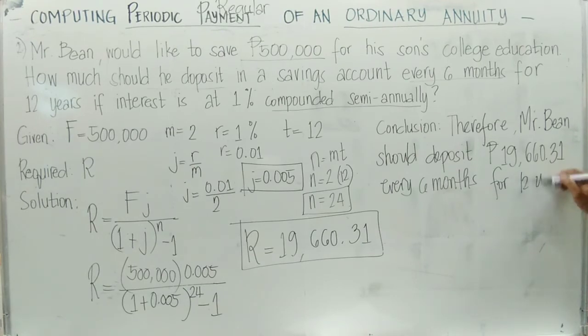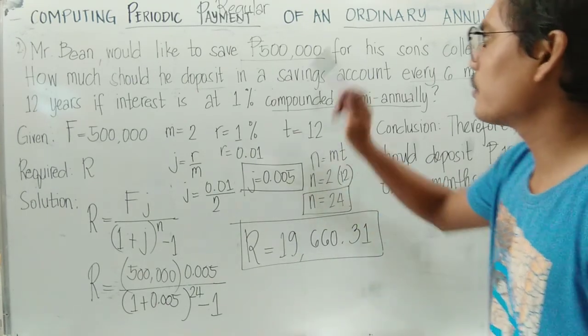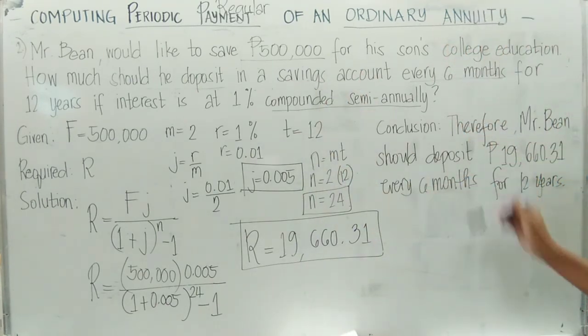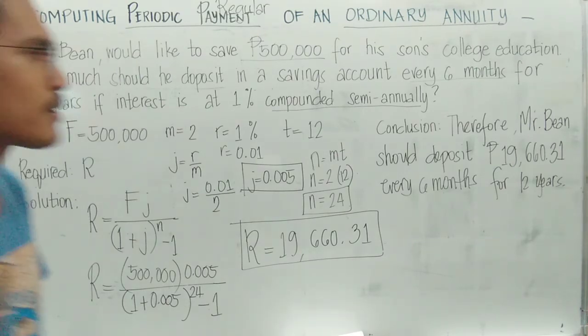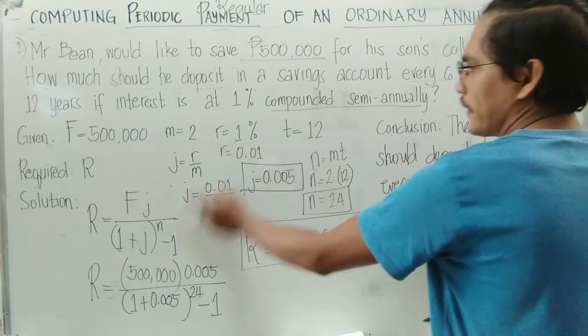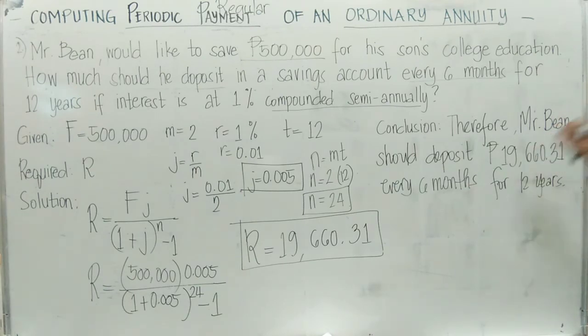for 12 years. So it's up to you how you should answer the question of the problem, or how you should state your conclusion, as long as it answers the problem of the situation. The problem is all about how much he should deposit in a savings account every 6 months. So after computing, we come up with 19,660. Therefore, Mr. Bean should deposit 19,660 pesos and 31 cents every 6 months for 12 years.